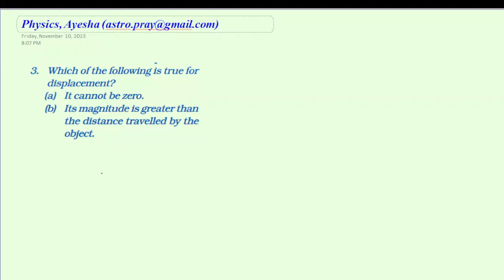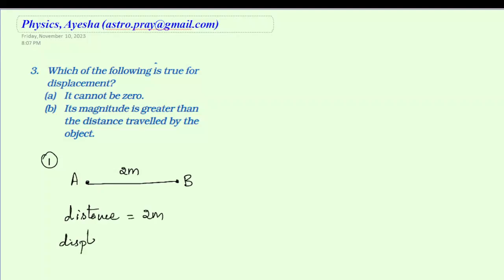Let me give you an example to discuss this. Let's say an object is starting from here, A, as we did before. One path can be from here to here. Now in this first case, what is the distance travelled? Let's say the distance between A and B is 2 meters. So obviously the distance is 2 meters. What would be the displacement? That's also 2 meters, right? Because there is no other path it has travelled. So distance and displacement are the same.